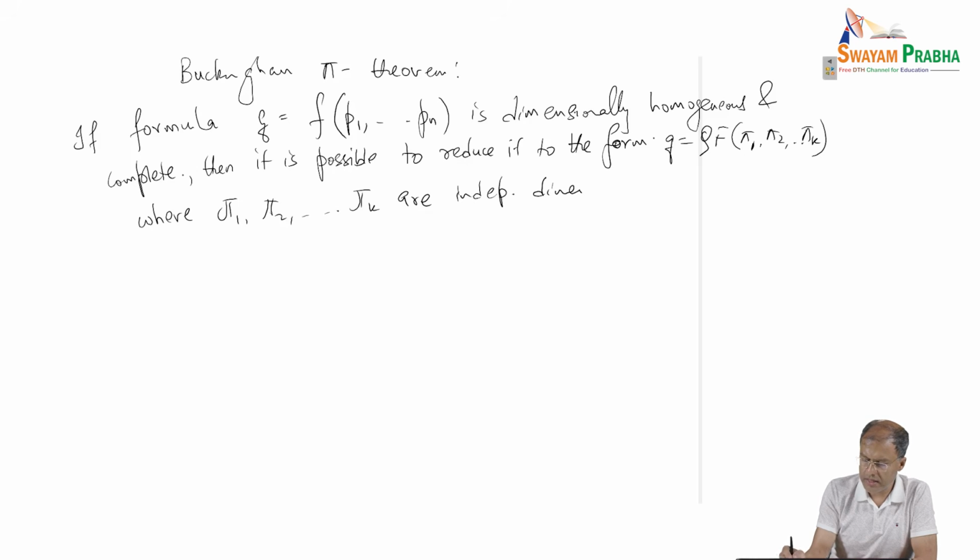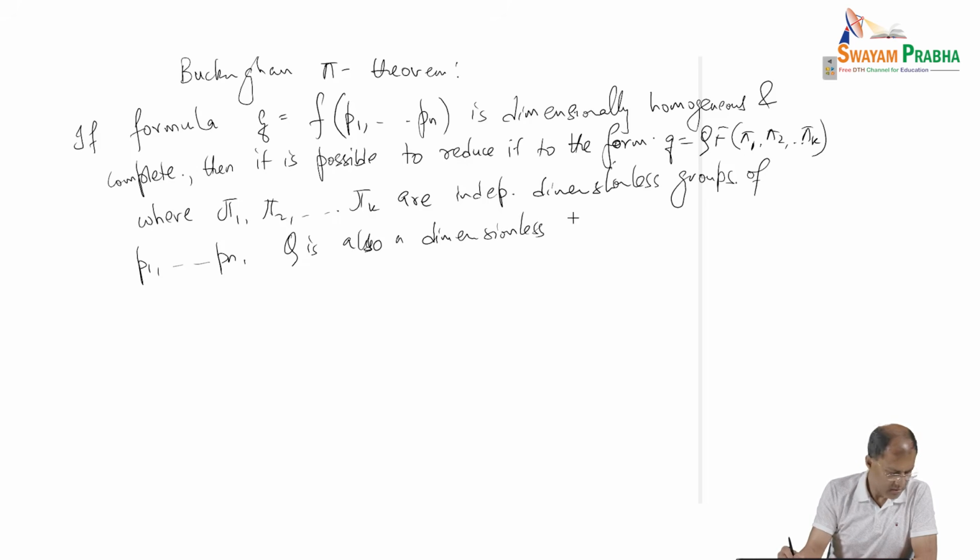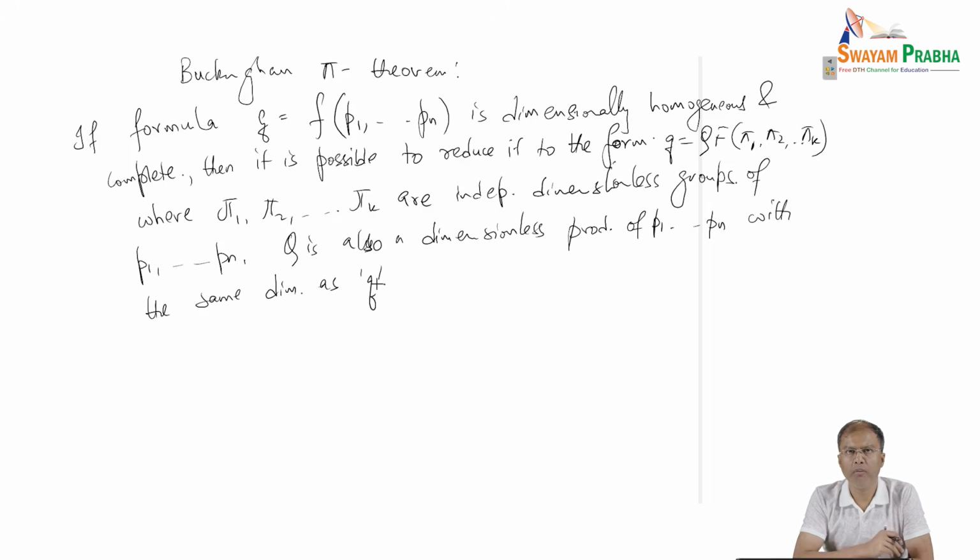Independent dimensionless groups of P1, P2, Pn, and Q is also a dimensionless product of P1, P2, Pn with the same dimension as Q. So this is the most general form of the dimensional analysis in the form of Buckingham pi theorem.